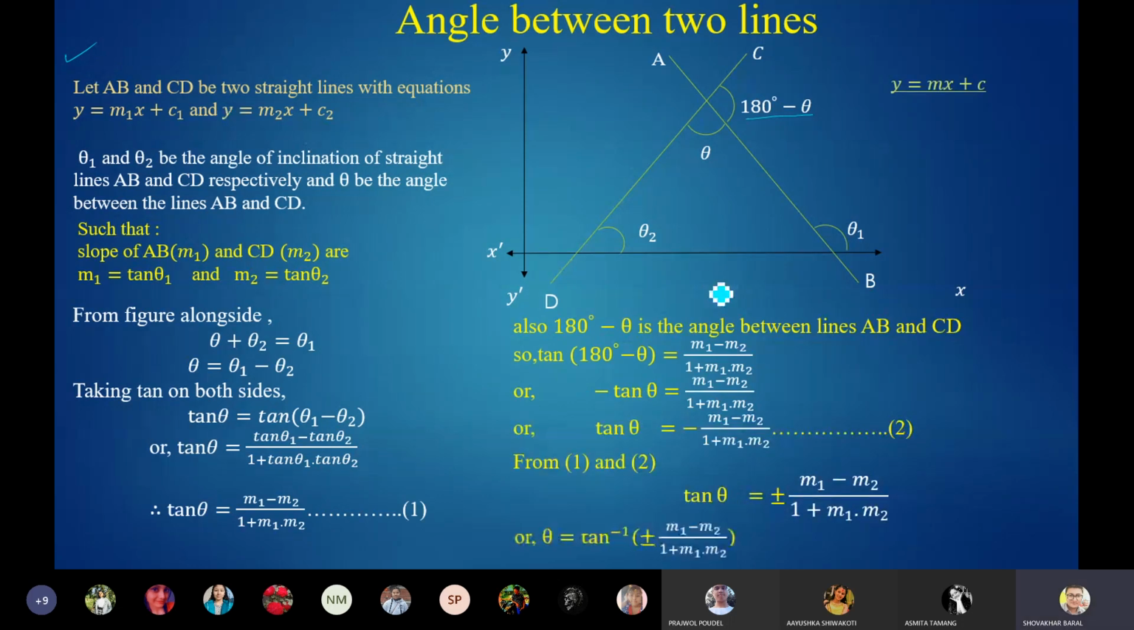This was the formula that we need to know. This is the formula that you need to remember also. Tan theta equals plus minus m1 minus m2 divided by 1 plus m1 into m2. But if the question asks you to derive the angle between the two lines, then please write up to here: theta equals tan inverse of plus minus m1 minus m2 by 1 plus m1 m2. But if you have to find the angle, then you can just remember this formula: tan theta equals plus minus m1 minus m2 by 1 plus m1 into m2.